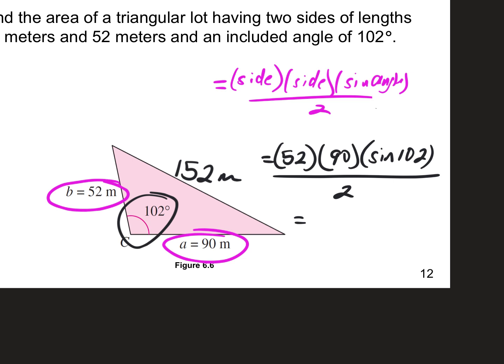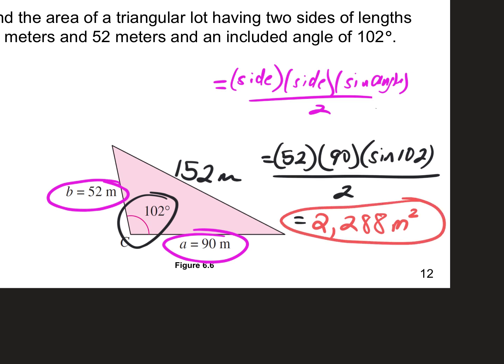What do you guys get? It's a big number. 2,000, what is it? 288. And then what are we measuring in? Meters, what, since it's area? Meters, if it's area, squared. Make sure you have your unit correct.